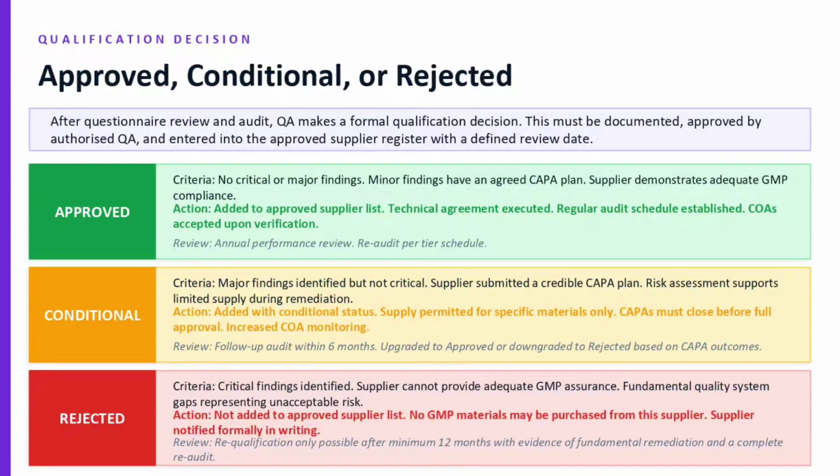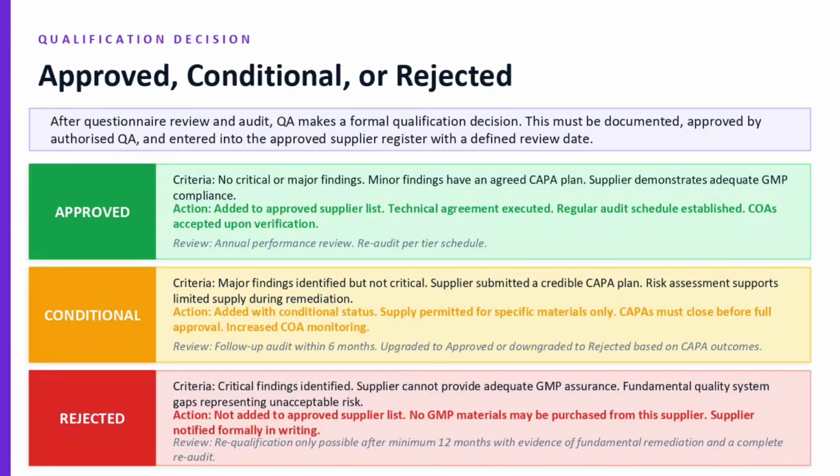CAPAs must be closed before full approval is granted. COA monitoring is intensified during the conditional period. A follow-up audit must be conducted within 6 months to verify CAPA implementation. Based on that outcome, the status is either upgraded to approved or downgraded to rejected.